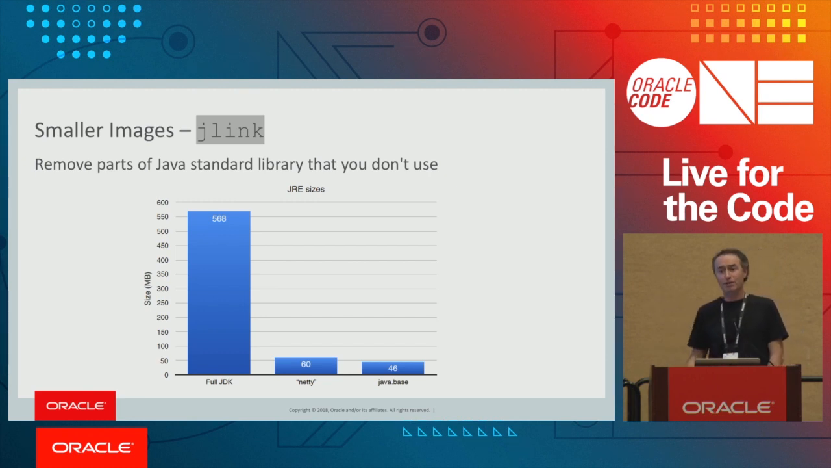But when you deploy an app, you're shipping all this code with your JVM. You can run Netty, a simple web server, at about 60 meg. So you can get rid of 500 meg of code and still run a basic web server. So why are we packaging up all those 500 meg of classes in my containers? Not a good idea. So JLink can help.